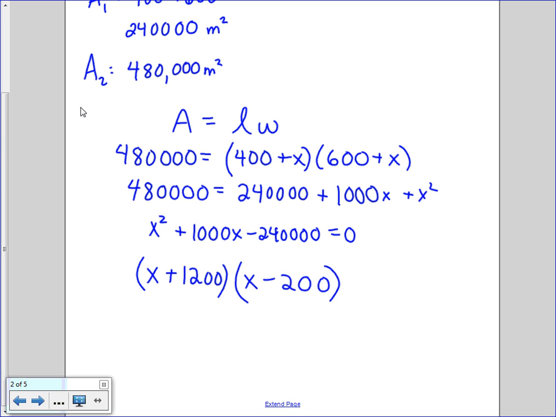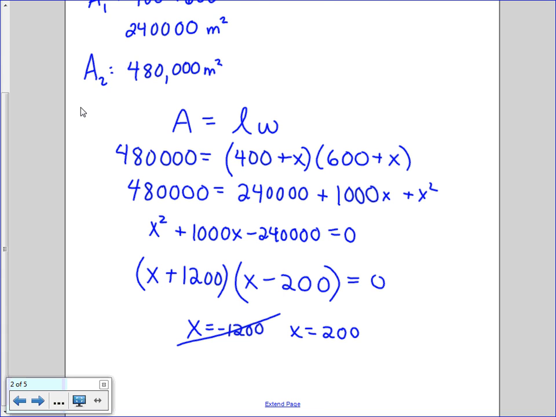So 12 times 2 is going to be negative 24. There's 4 zeros and it adds up to 1000. Okay, good. Here we have it. We're going to solve for x here. X is going to equal negative 1200 or 200. Now in this case, it doesn't make any sense to have a negative x value because we won't be adding a negative distance to the length and the width.